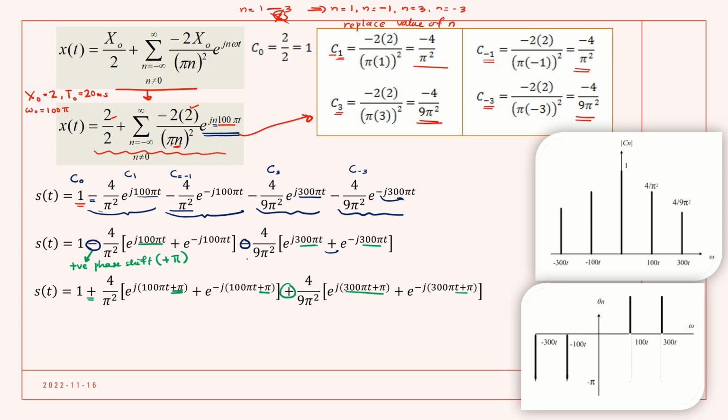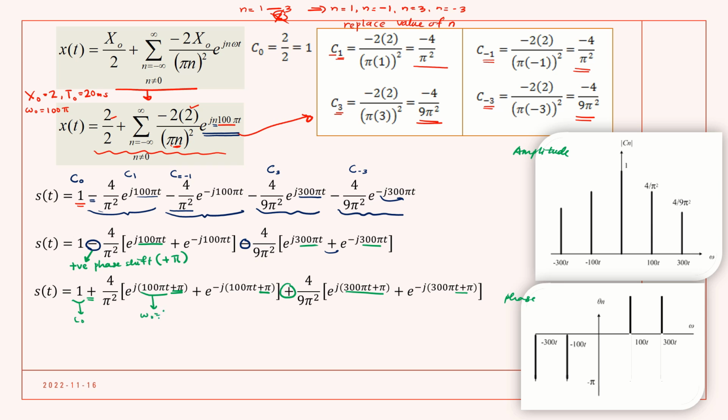So now from here we can draw the graphs, which are the amplitude spectrum and the phase spectrum. Okay, so now this is the C naught component. And then this is our omega 1.